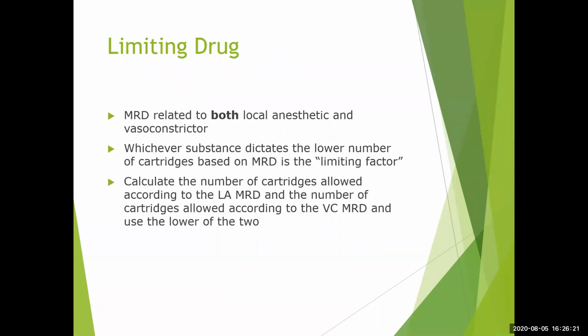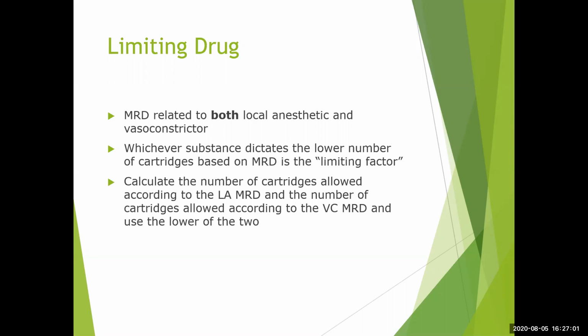Okay, so there's something called a limiting drug. We have MRDs for the local anesthetic, and we have another MRD for the vasoconstrictor. Almost every time, there's going to be different values based on the MRD for the vasoconstrictor or the MRD for the local anesthetic. Whichever one is less is going to be your limiting factor. So maybe based on the local anesthetic, you find that you can give 6 cartridges, but based on the vasoconstrictor, you can only give 2 cartridges. The vasoconstrictor would be your limiting factor because you can't exceed the MRD for either one.